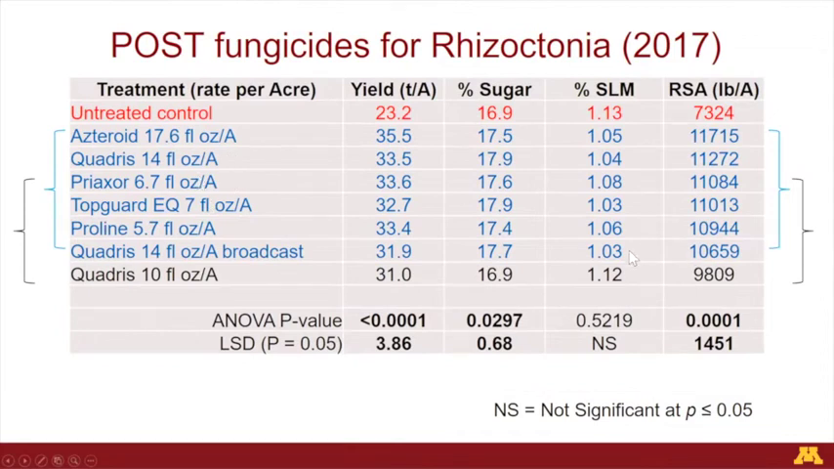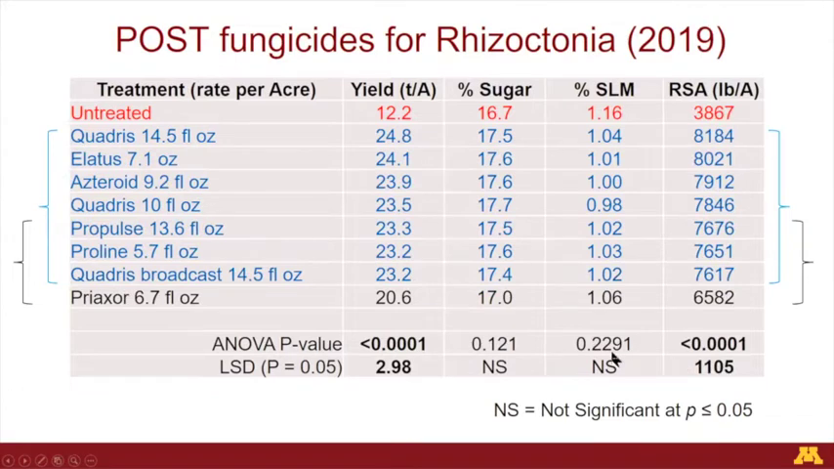Again, the data from 2017, all the post fungicides side by side here, everything was applied as a band other than this Quadris broadcast. The same trend, right? So Asteroid and Quadris are really on the top here, and broadcast a little bit on the lower side, and even Top Guard EQ. It's a combination of DMI and also the Quadris part, that's azoxystrobin. Now that looked good in 2017.